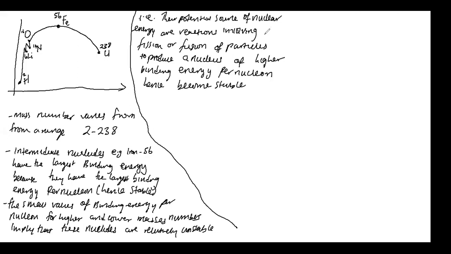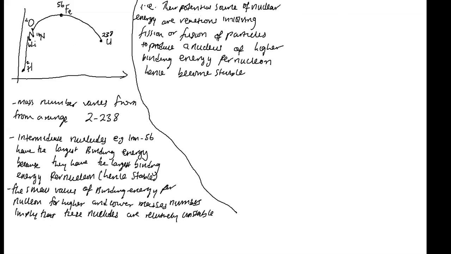So, with this, small values of binding energy per nucleon for higher or lower mass numbers imply that these nuclides are relatively unstable. To stabilize them, their potential source of energy comes from reactions which involve either fission or fusion of particles to produce a nucleus of higher binding energy per nucleon. When they produce nuclei of higher binding energy per nucleon, then they will become stable. Otherwise, they will remain unstable if they do not undergo fission or fusion. So I wanted to comment on that graph. I had missed it out.